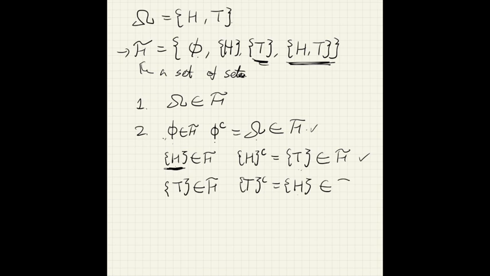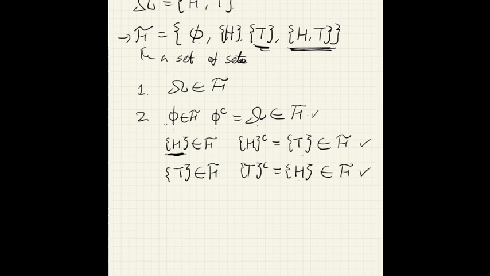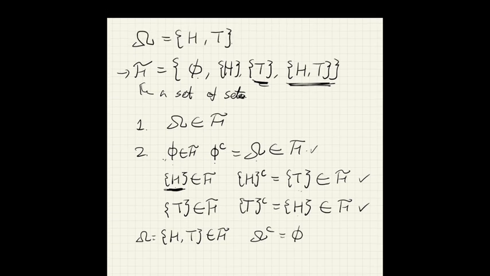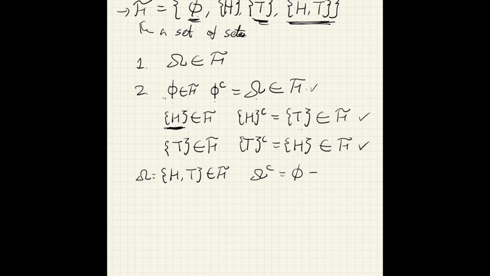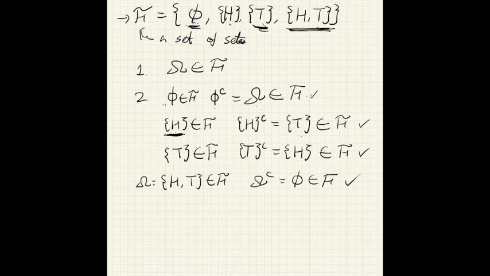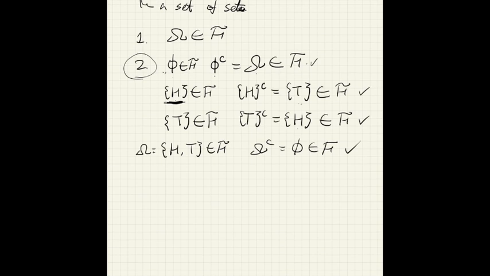which is an element of F. So this is okay too. What about this? H and T. This is actually omega itself, right? So the complement of omega is the empty set, which is a member of this F. So for all the elements, if we take any of these, its complement is also a member of this F. So axiom 2 is satisfied.